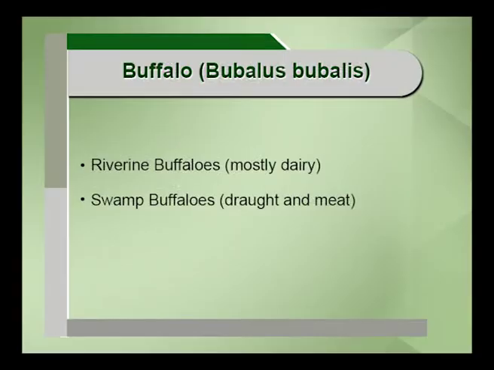As far as the divisions are concerned, there are two important divisions. One is the riverine buffaloes, which have 50 chromosomes, and mostly riverine buffaloes are dairy; the basic purpose is dairy. And these wallow in river water, the fresh water bodies. The other is the swamp buffaloes, which have fewer chromosomes and are used for draught and meat purposes. There are many examples of swamp buffaloes.